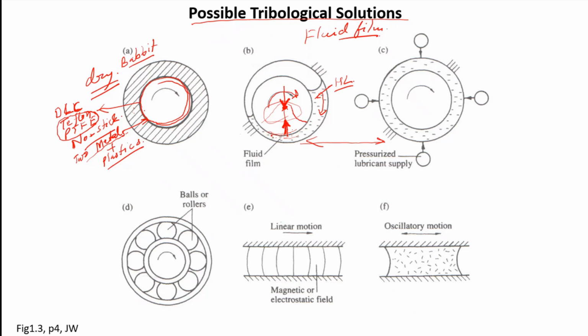This is also known as journal bearings. This part is known as the journal, and this is the bearing part, or you can call it the bearing and the shaft. But the most important is this one.